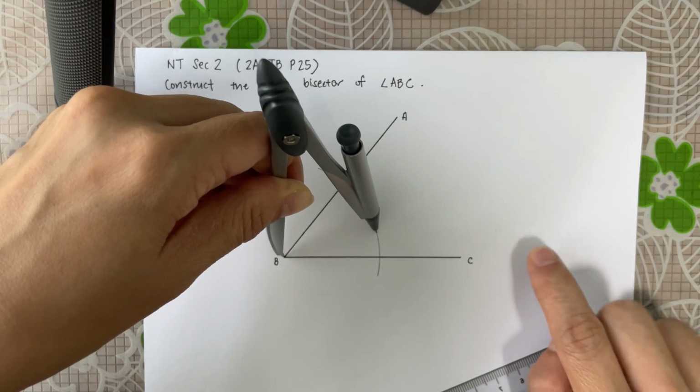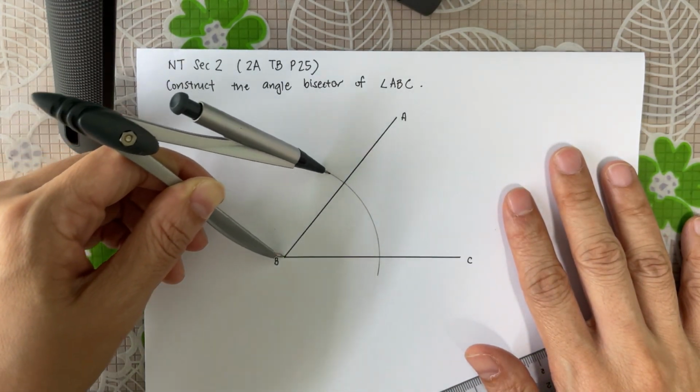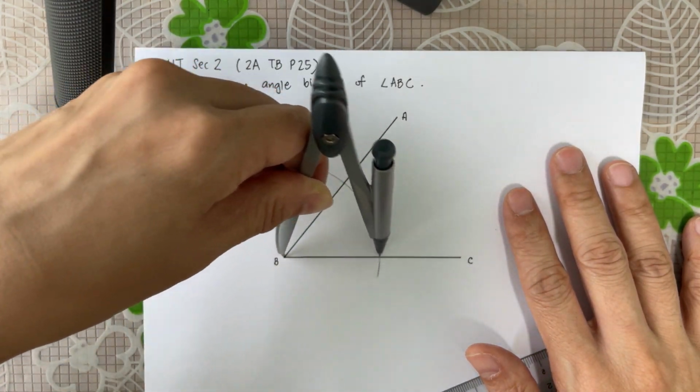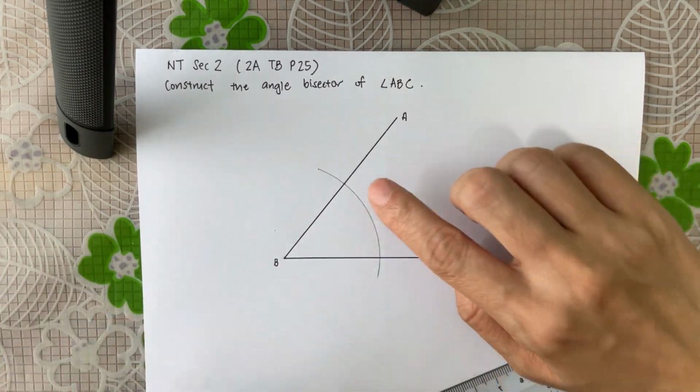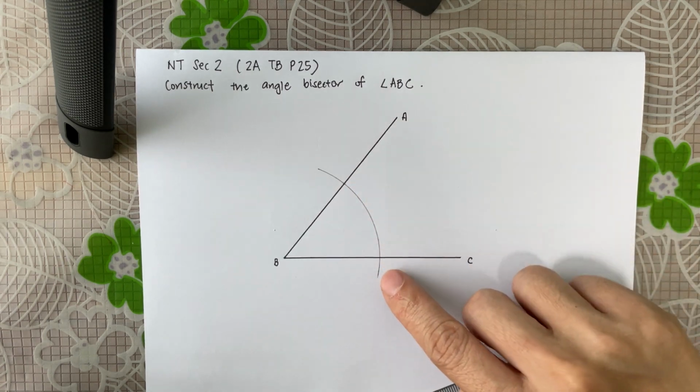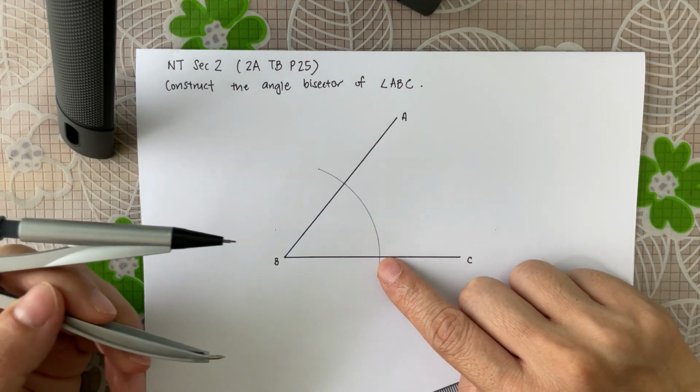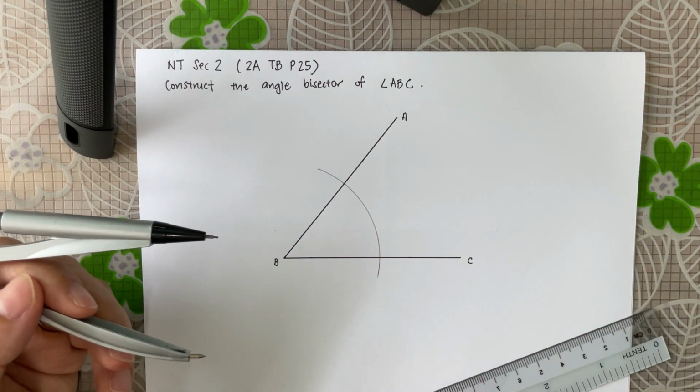Using one hand, and the other hand I'm holding on to the paper, drawing part of a circle. And as I draw the part of the circle, it must cross this line over here and this line over here. Okay, this is the first step.